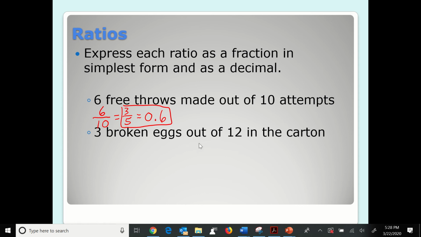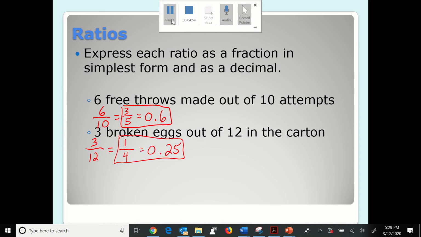Take a look at the next one on your own. 3 broken eggs out of 12 in a carton. Pause the video now, work on the next example. So 3 broken eggs out of 12, that is 3 divided by 12, or 1 divided by 4, or 1 to 4. Another way to think about this is 1 out of every 4 eggs is broken, or 0.25.